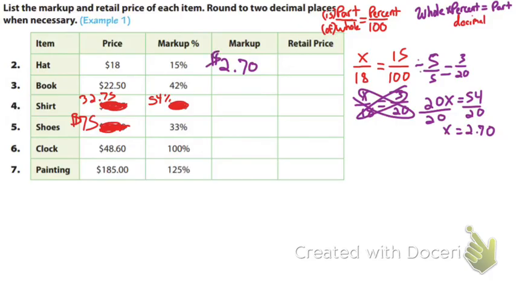But remember, a markup is like if you're a business owner and something costs you $18, you're not going to sell it for $18. You need to make a profit. So you need to add your markup to what the item cost you, which was $18. You're going to sell that hat for a total of $20.70. Alrighty, so now moving on. The next one, and you would do all of them the same way.